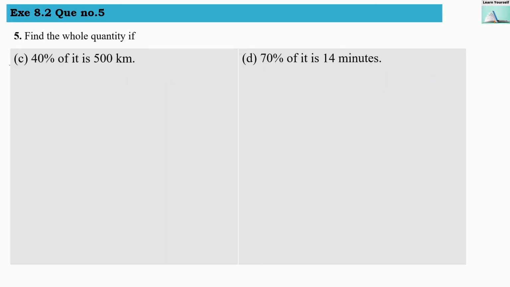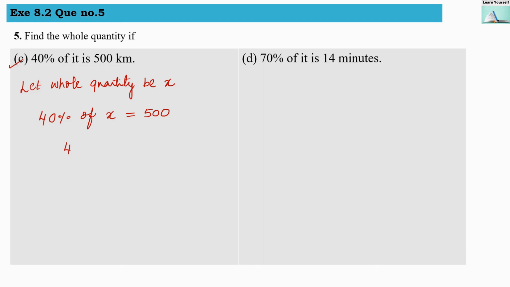Our numerical C. Third numerical, 40% of it is 500 kilometer. So we are assuming the whole quantity. Let whole quantity be x or y. So 40% of whole quantity, that is x, is going to be 500 kilometer.